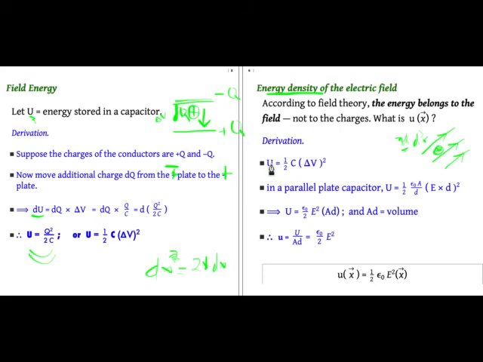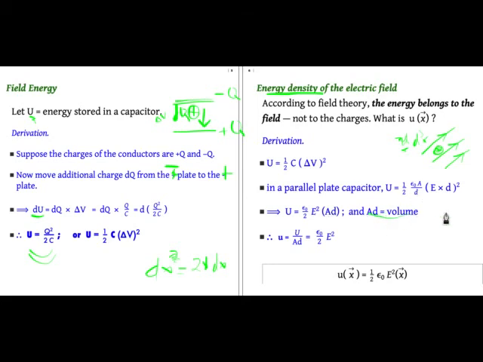Start with a capacitor. The energy is 1/2 C times delta V squared. And let's specialize it to a parallel plate capacitor. So the energy will be 1/2, C is epsilon naught A over D, delta V is E times D, squared. So I have here A times D squared over D. I have A times D, epsilon naught over 2, E squared. And A times D is the volume.